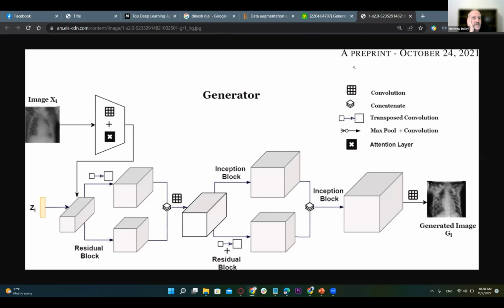Well, it looks kind of weird, right? It's got the Z vector, which is normal for a GAN, and it's also got the image, right? And I guess they're going to take this image and then generate a new image that is of the same class, but just a different one from the same distribution or something.